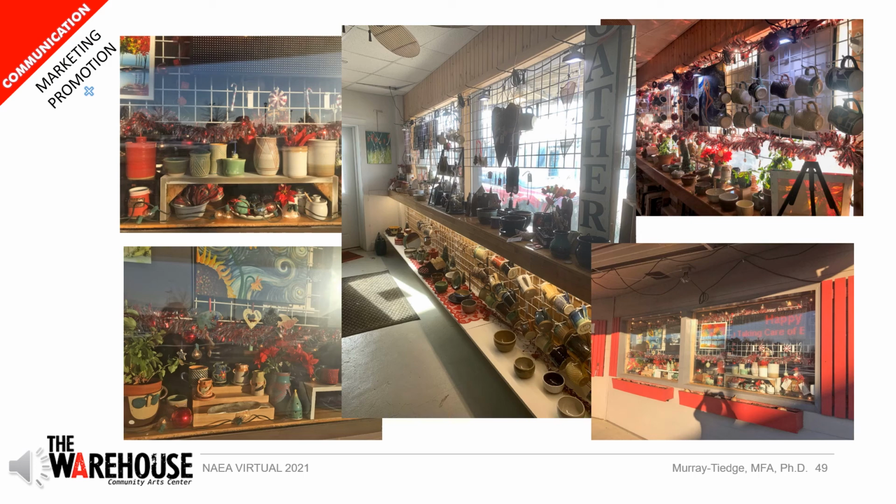We use our front windows to display handmade items created by our artists. When an item sells, a percentage goes to the artist and a percentage stays with the warehouse. This gives local, upcoming artists who do not have galleries of their own a chance to sell some of their art.